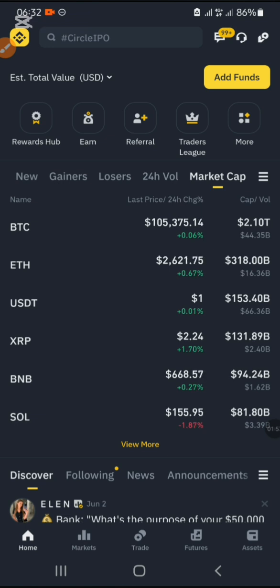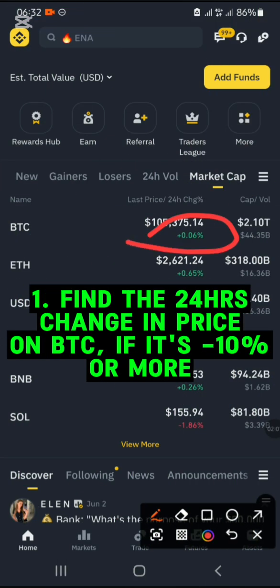So how do you go about it? The first thing is to find out the current change in price of BTC in the 24 hours change. We're showing minus 0.06% right now. It should be minus 10%, or minus 12, minus 13, minus 14, minus 15. That's what we're looking at.